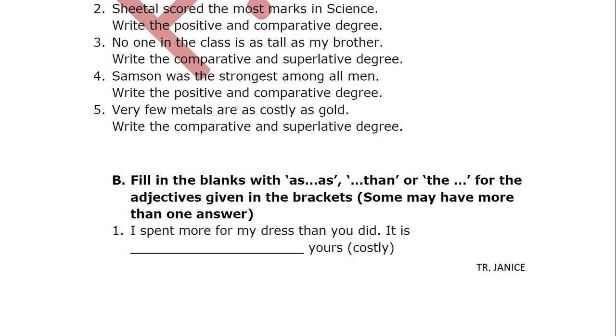The second exercise, fill in the blanks with as, than, or, the, dot, dot for the adjectives. I spent more for my dress than you did. Costly will become costlier. Correct? Because you're comparing two dresses, my dress and your dress. So two things is what? Comparative degree. Okay. See, sometimes you may have more than one answer. So don't get confused. Now this has only one answer because you are comparing only two things.